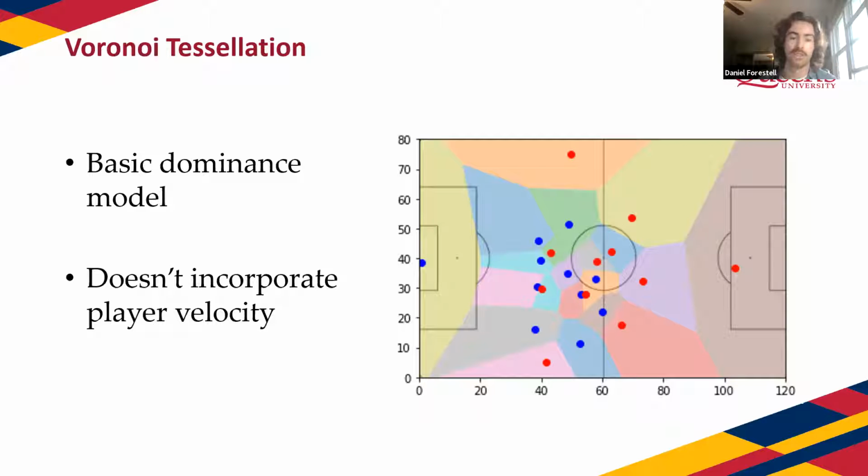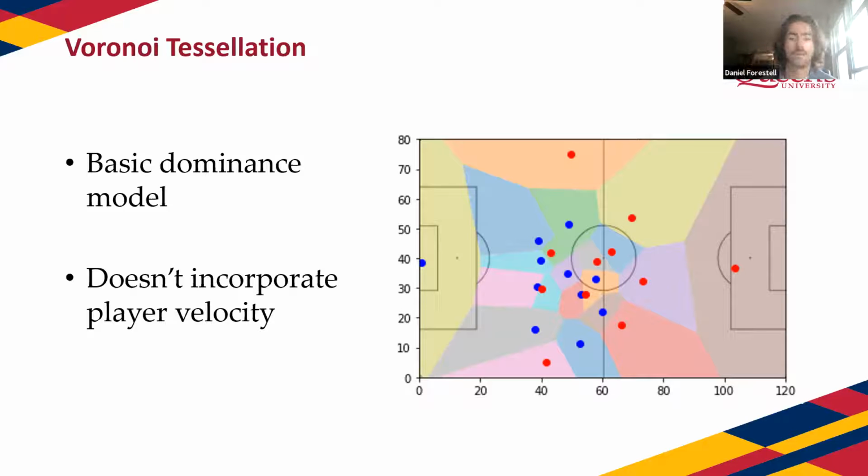So we started off with a very basic dominance model built off of Voronoi tessellations. These tessellations are simply areas on the field that a player can get to before everybody else on the field. As you can see in this diagram on the right, the blue team has certain regions and the red team has certain regions. We would call all of the areas the red team has that team's region, and all the areas the blue team has would be the blue team's region.